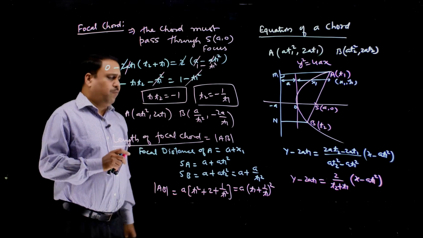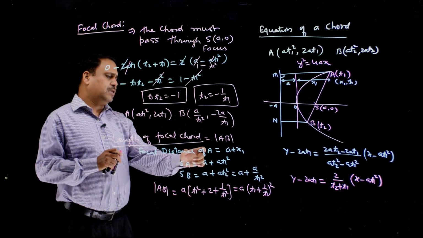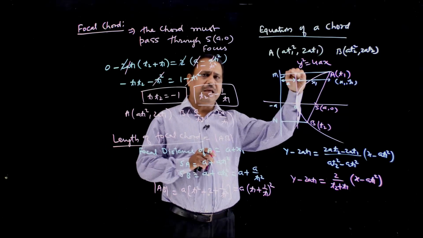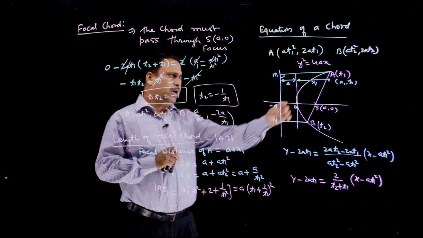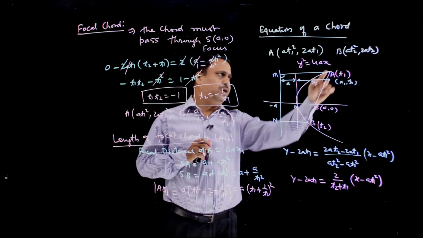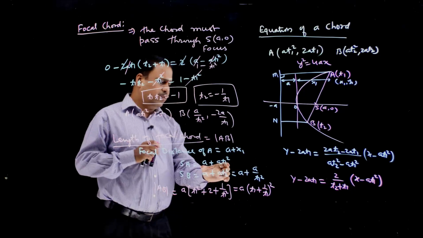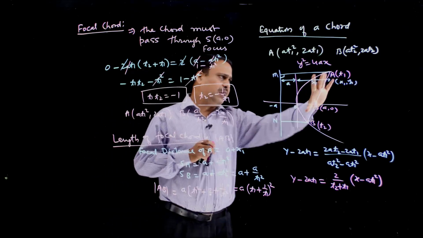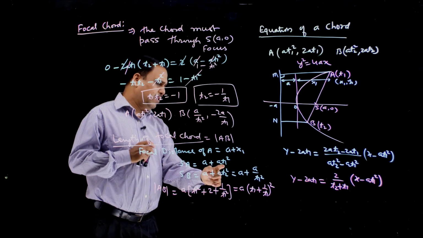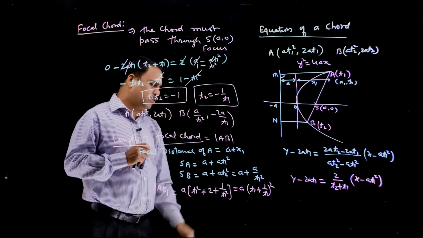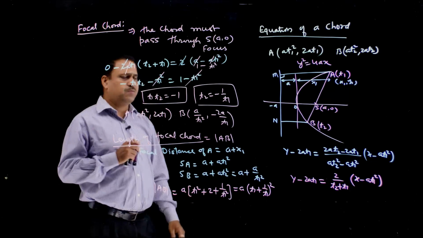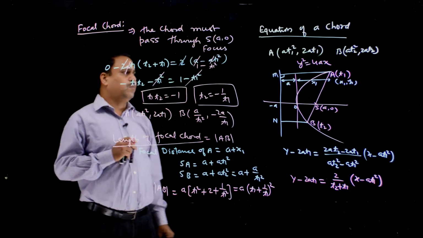And if I want to calculate length of focal chord AB, focal distance, this we have already done. Focal distance of any point from focus is A plus x coordinate of the point. So x coordinate of this point is A T1 square, and x coordinate of this point is A T2 square. So A plus A T1 square, A plus A T2 square. If I add both, I will get this total length. So AB is equal to A plus A T1 square. Instead of this, I am writing A upon T1 square. A is outside, so T1 square plus 1 upon T1 square plus 2. So this gives me A into T plus 1 upon T whole square. This is the length of the focal chord.